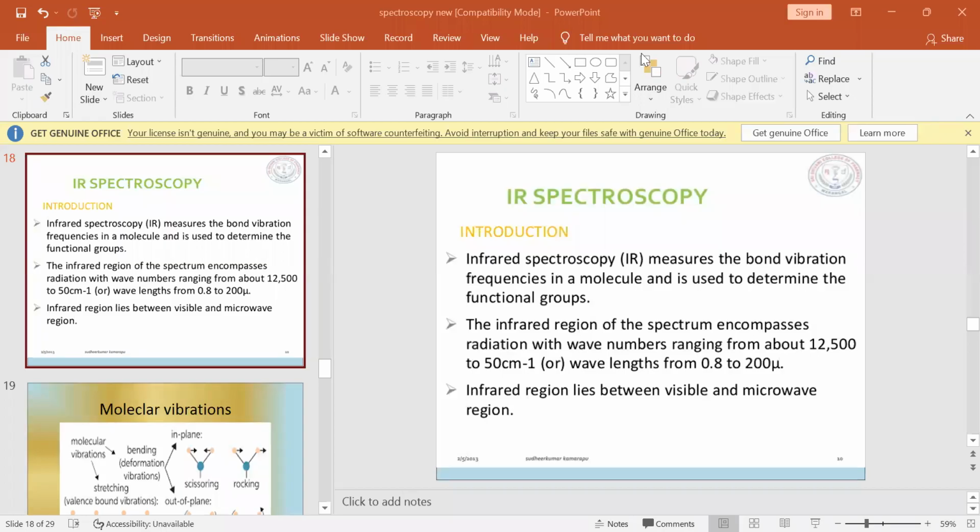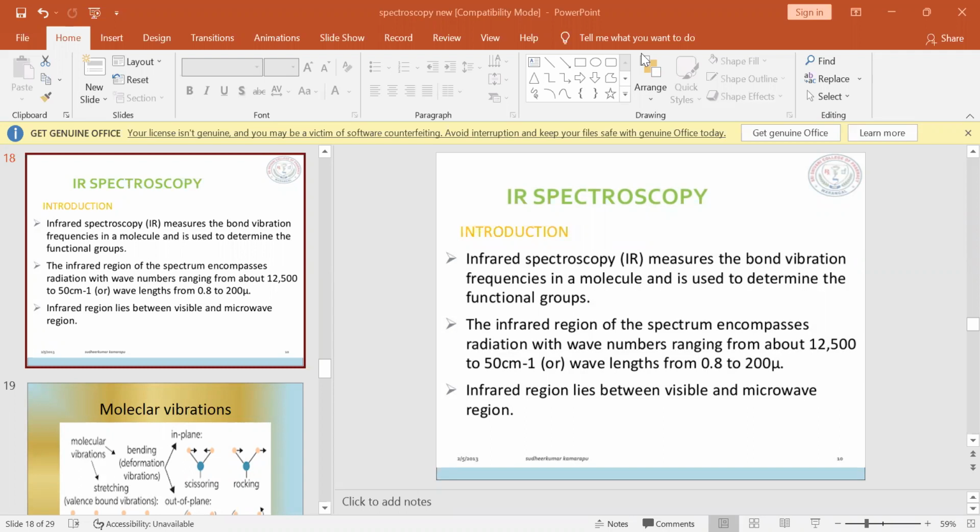Good morning, everyone. Today, the topic is infrared spectroscopy. It is also known as vibrational and rotational spectroscopy. It is a type of absorption spectroscopy used to determine the functional group of a compound.